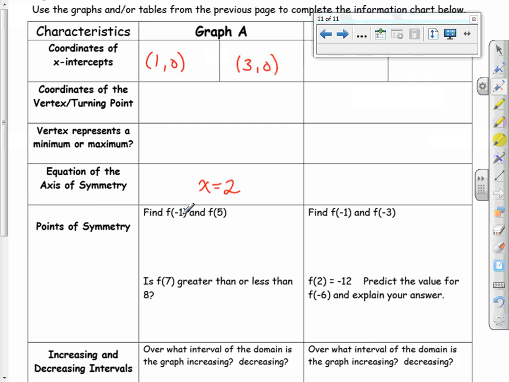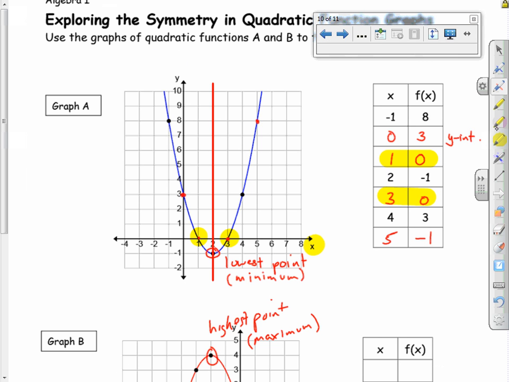Points of symmetry. Find f of negative 1 and f of positive 5. So I can look in the table or on the graph. For negative 1, it's 8. Positive 5. Oh, look at that. I made an error. 5 is also supposed to be positive 8. I'm not quite sure why I put negative 1. I'm not sure what I was looking at. That would be right down here. That doesn't make any sense. That wouldn't be symmetric. This is supposed to be 5, comma 8.